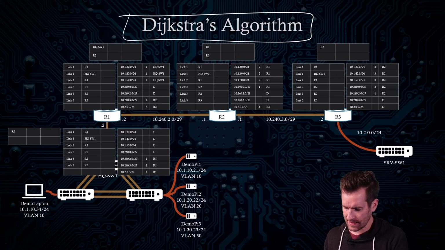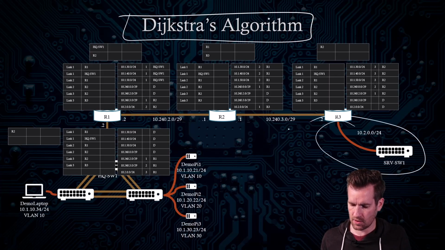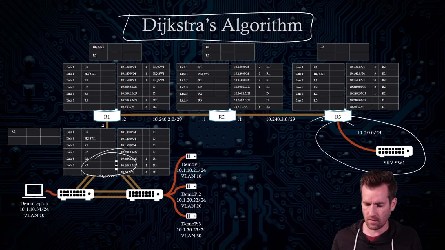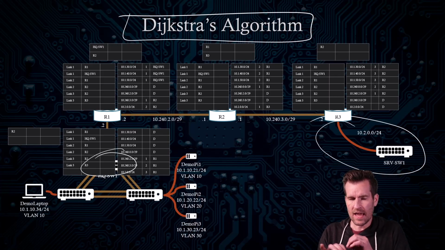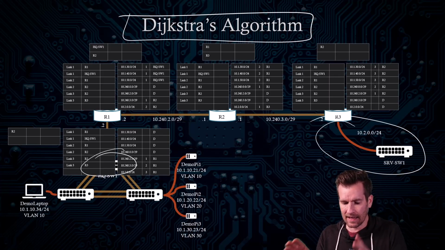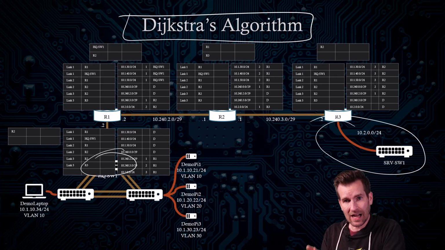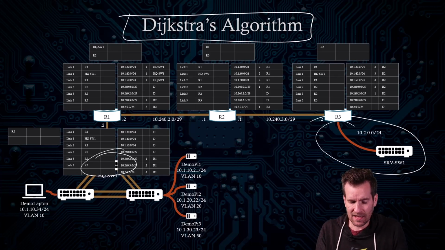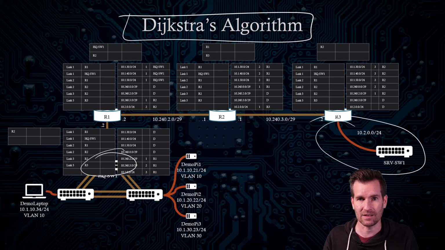So for instance, let's say we're talking about this end network right here, 10.2.0.0, and it's coming from this layer 3 switch that's over here. And to get to that network, what it's going to do is map out every single path to get to that location, figure out then what the cost is to get to that location, and then based off of the cost, it's going to choose the lowest cost or the shortest path to get there.